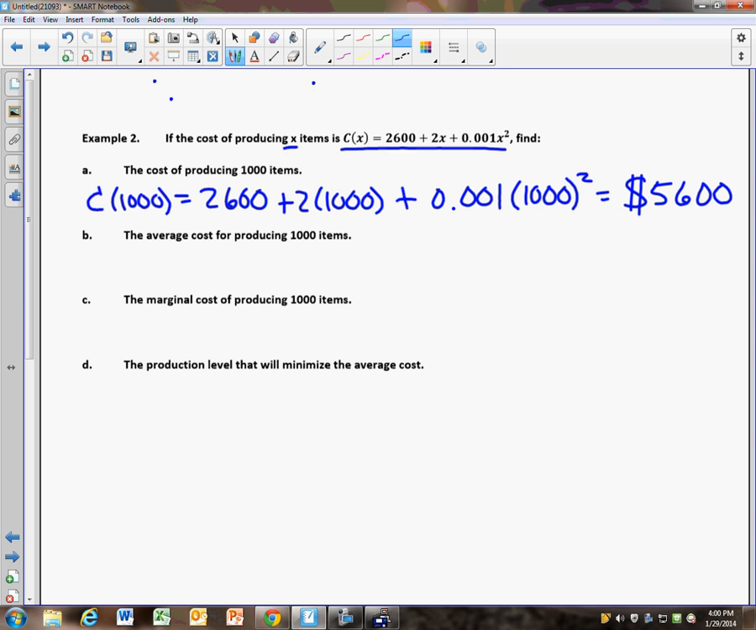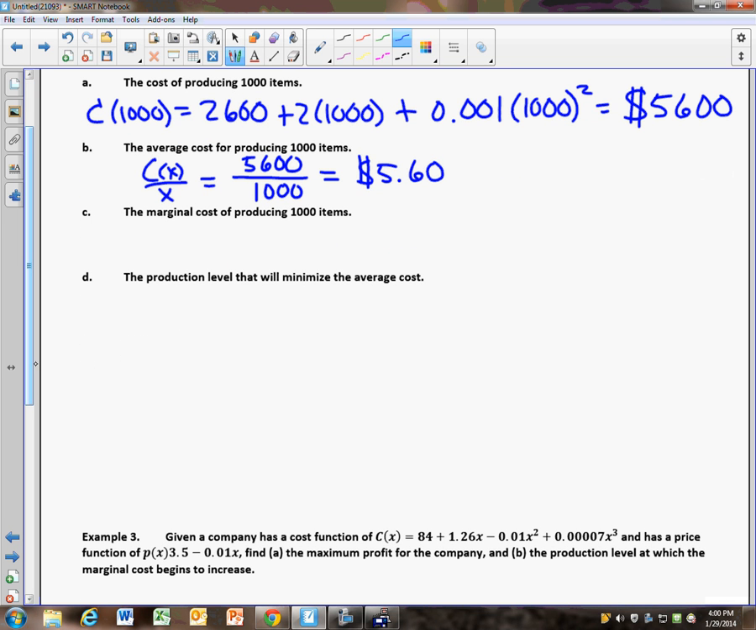B, the average cost. Average cost is C of x divided by x. The average cost for producing 1,000 items. Well, we know the cost is equal to 5,600, and we know the number of items is 1,000. So the average cost of producing 1,000 items is going to be $5.60. So neither of these are difficult. A or B, you guys got this. This is a piece of cake, upside down.